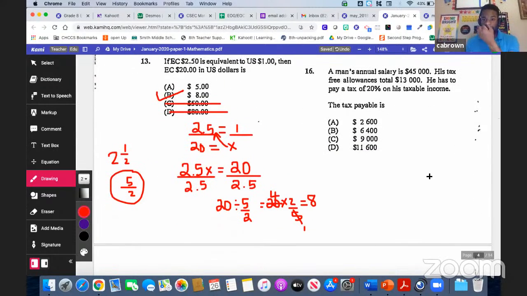Number 16. A man's annual salary is 45,000. His tax-free allowance totals 13,000. He has to pay a tax of 20% on his taxable income. So the man's annual salary is 45,000, but 13,000 of it is not taxed. So I'm going to have to take out that 13,000. That part is not taxed.